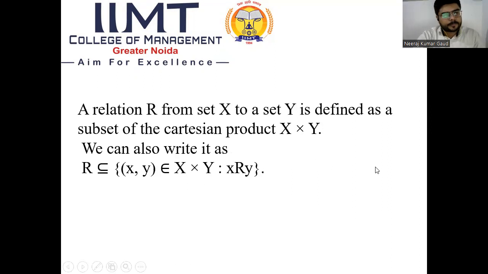Relation. A relation R from a set X to a set Y is defined as a subset of the Cartesian product X cross Y. We can also write it as R subset of {(x, y) belongs to X cross Y such that x is related to y}.